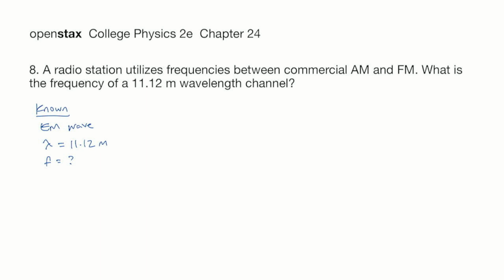All right. So we have c is equal to lambda times f. We want this to say f equals, so we divide both sides by lambda. So f is equal to c divided by lambda.